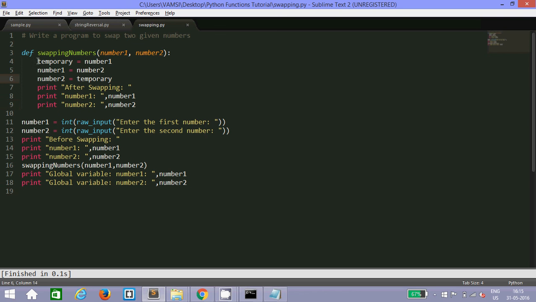The reason behind this is that within this particular block of the function, the variables number one and number two are local variables. I mean to say, even if we perform the swap operation, these particular variables are going to hold the latest values only during this particular block.